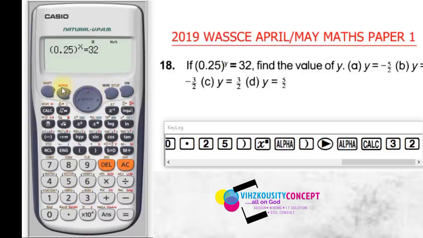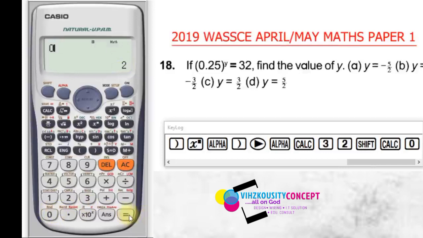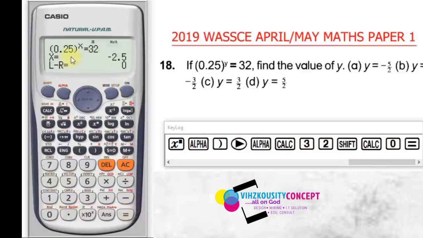Now, seeing that I got all my input correctly, I need to solve for this, and for me to solve for that, I will press shift calc, which is asking me to solve. It also takes the initial value as 2. I want it to start from 0, and then I can press equal to, and the variable is evaluated as minus 2.5. Looking at the options that we are given, minus 2.5 corresponds to minus 5 over 2, because that is the fractional notation for minus 2.5, which is in decimal. So the correct option here is option A. This is the power of the calculator. Option A is the correct answer.